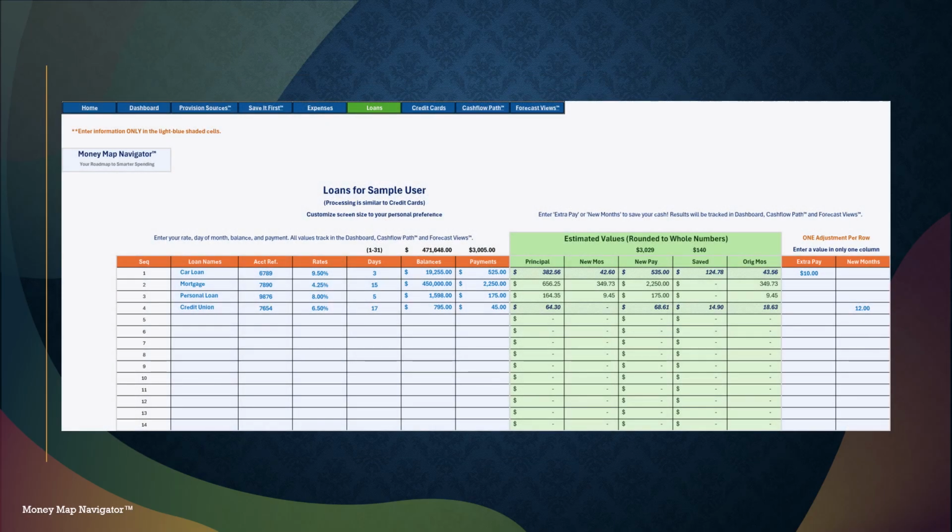Loans. For installment debts like auto loans, personal loans, or student loans. The goal here is not just to list what you owe. The goal is to understand your payoff options safely. In MMN, there are two common ways people accelerate loan payoff. Option 1, pay a small extra amount each month. Option 2, commit to fewer months to pay off the loan.